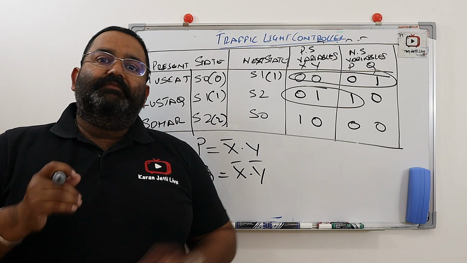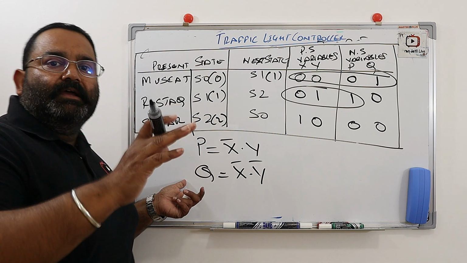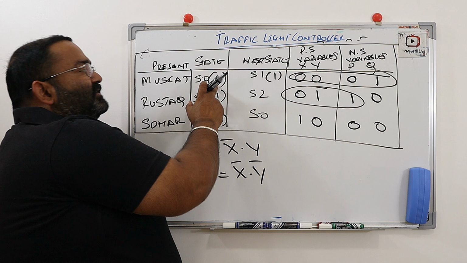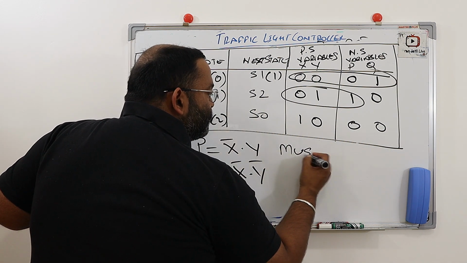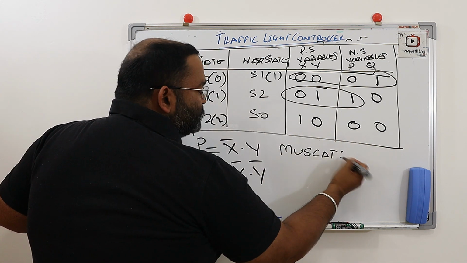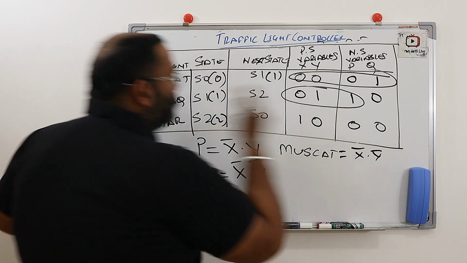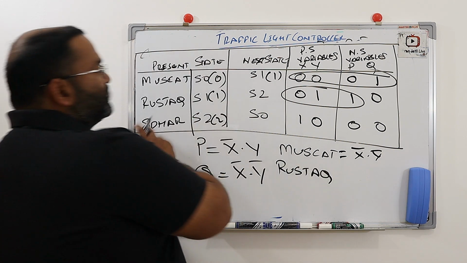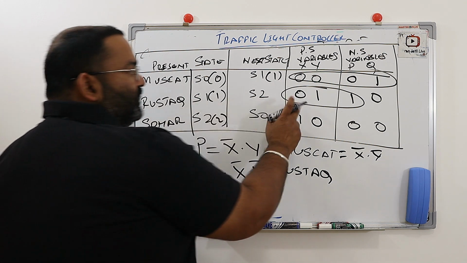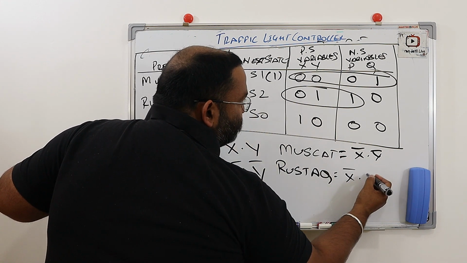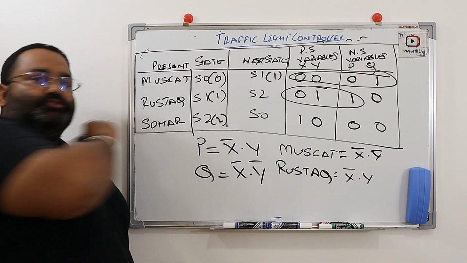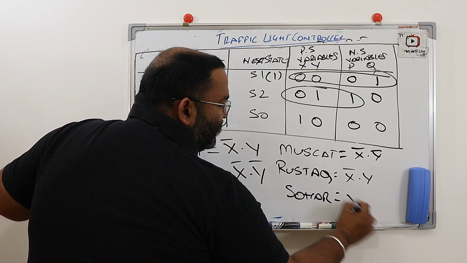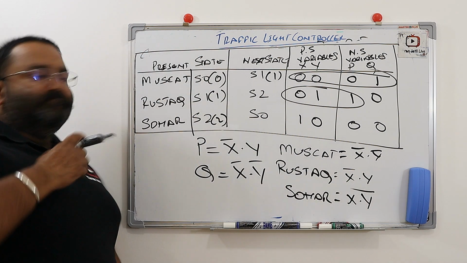So as I told you, this circuit will give us 2 outputs. One is the next state, that is denoted by p and q, and the other one is the present state. Presently, which light is green? When the state is S0, what is green? Muscat. Muscat is S0. So what is the Boolean equation for Muscat? X complement and y complement. Then Rustak. Rustak is S1. So what is S1? X complement and y. Then comes Sohar. What is the Boolean equation for Sohar? It is x y complement.